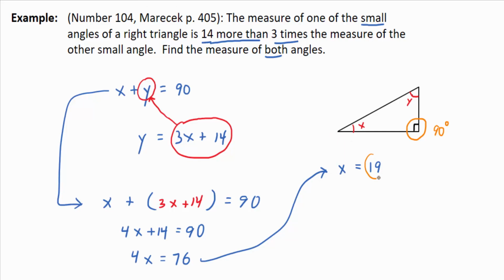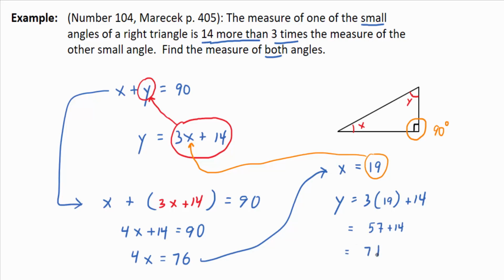Now, which equation do you want? You could plug it into either equation, but which one's easiest? The one that's already solved for y. Right? Because it's just arithmetic. You plug it in, do the operations, and you got y. So we get y is equal to 3 times 19 plus 14. Well, what's 3 times 19? Got to be 57. And then 57 plus 14?